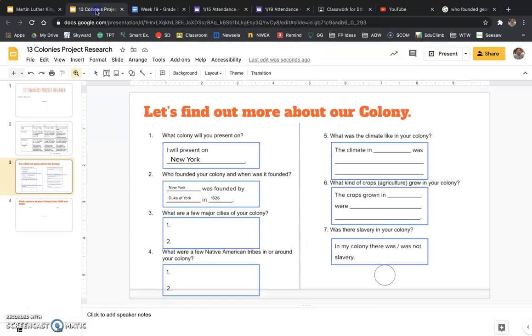Okay, let's go back. Let's look at the slides here. I'll do one more. Okay, so these next ones should be kind of easy. A few major cities of your colony, a few cities that are inside of whichever colony you picked, and a few Native American tribes in or around your colony. That should be kind of easy too. You can look up.